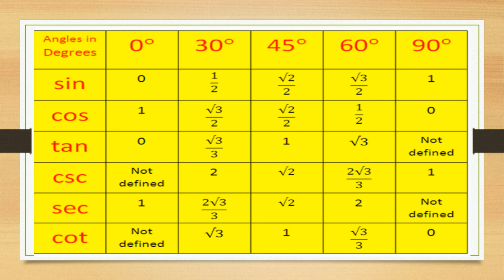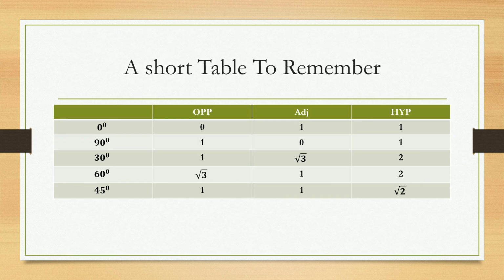This table seems to be very lengthy to remember, 30 values. Better, a condensed table, an easy method to remember. What could that condensed table be? Let us see. Here is a condensed table, a short table to remember all the 30 values. I have given the values of opposite, adjacent and hypotenuse for 0 to 90 degree, but not in that order. 0 and 90 are taken as one pair, 30 degree and 60 degree as another pair, and 45 degree is taken separately. Why? What is the secret behind it?